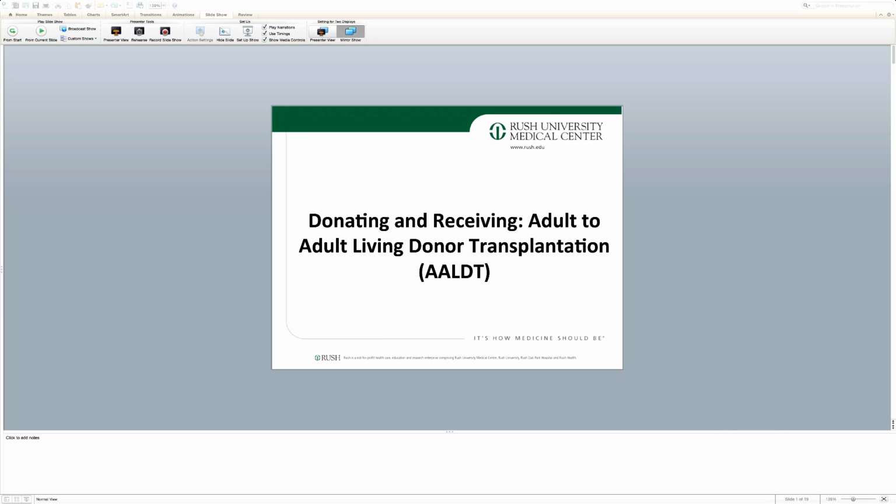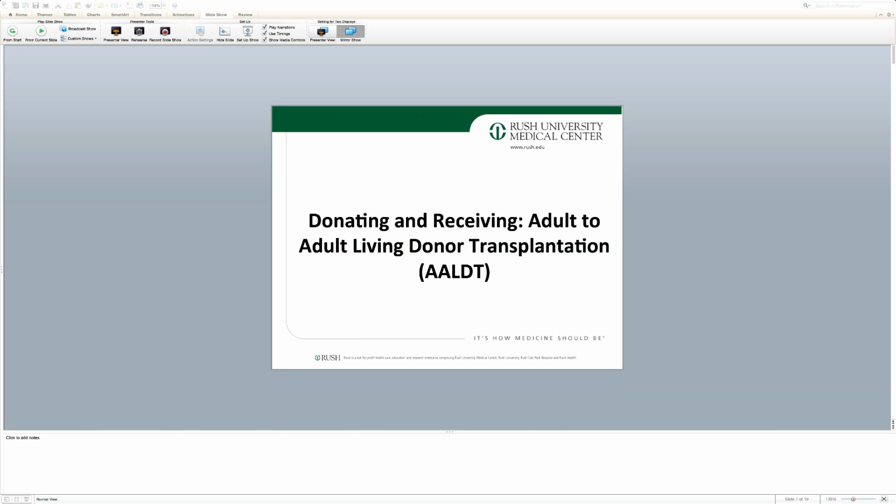Good afternoon. My name is Costica Aloman. I am the Medical Director of Liver Transplant at Rush University, and today we're going to talk about adult-to-adult living donor transplantation. The objectives for the talk today are, first of all, to discuss how it's possible to perform living donor liver transplantation. Second, we're going to learn why living donor liver transplantation is necessary. And the last part of the talk, we're going to discuss who should be considered for living donor liver transplantation and what the donor assessment is.